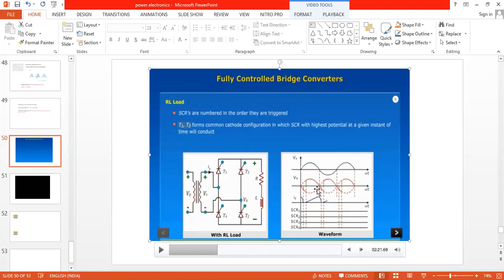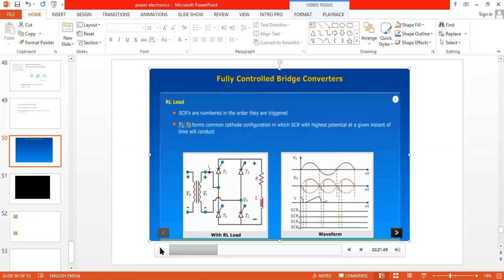At omega t equal to pi, what's going to happen? Any student? At omega t equal to pi, inductor current will become maximum with input voltage 0 and output voltage 0. That means since the current is flowing through the load, SCRs T1 and T2 are not turned off at omega t equal to pi. They are turned off at omega t equal to pi plus alpha, which is called beta.